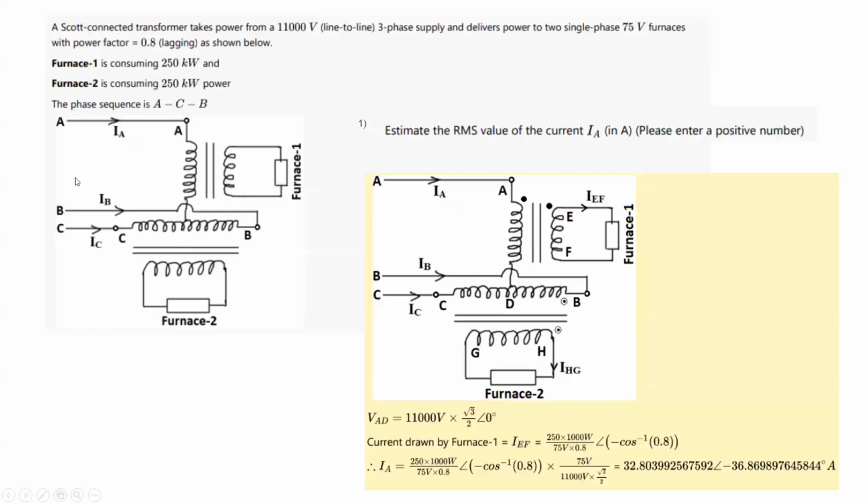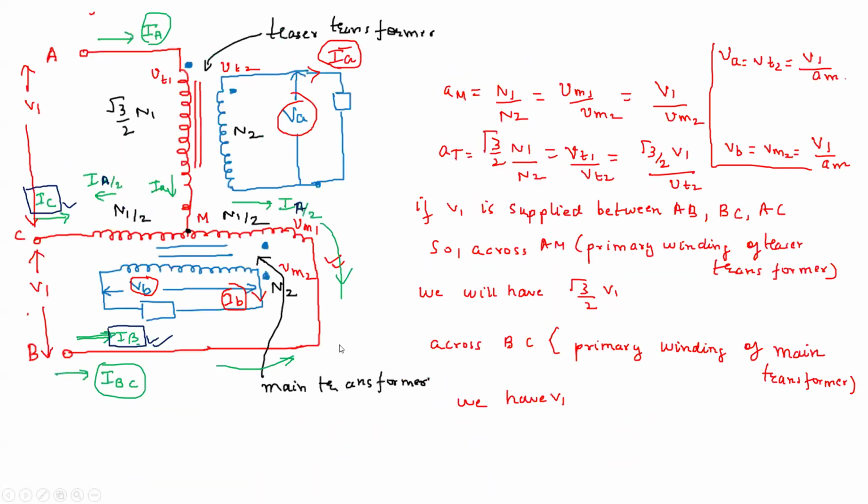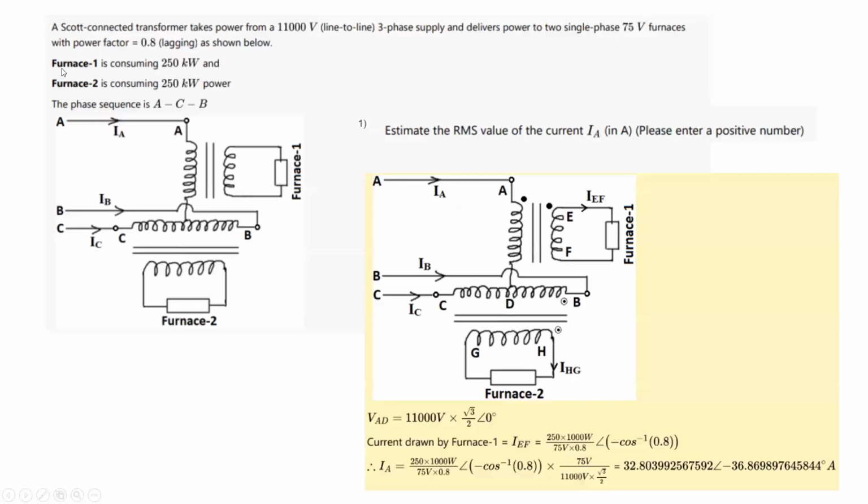So our first question is on the Scott connection. We have discussed the Scott connection theory, so you will understand how to solve this question, okay? Here they are saying that if a Scott connected transformer takes power from a 11,000 line to line three-phase supply.